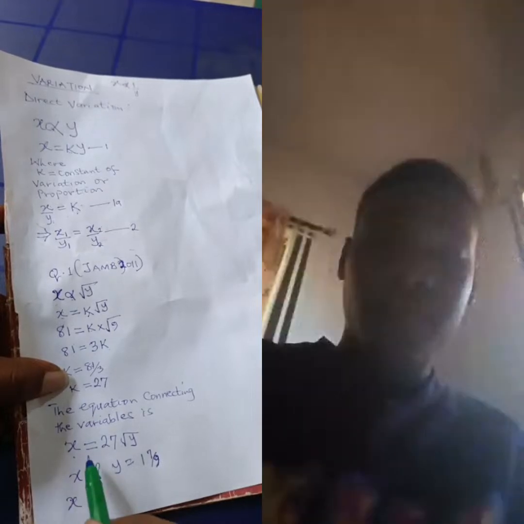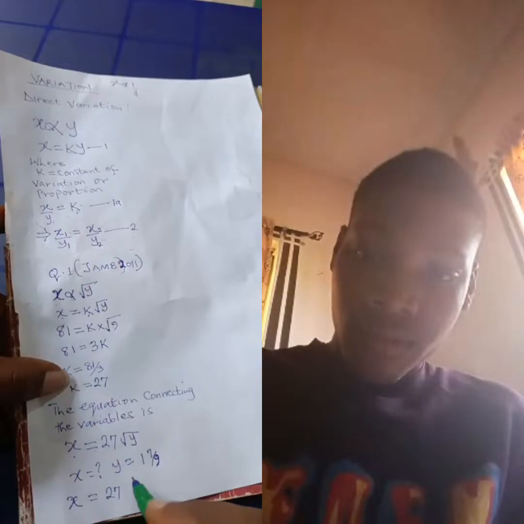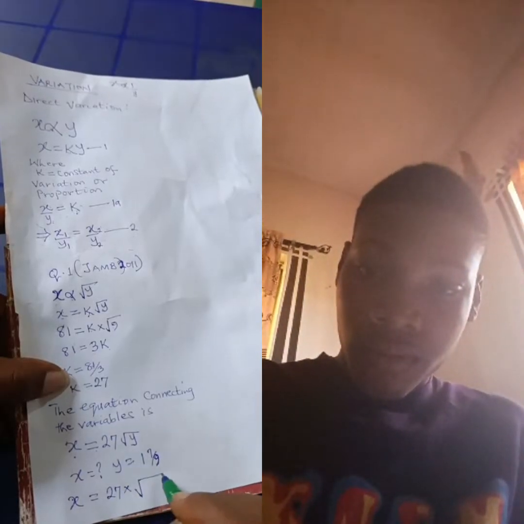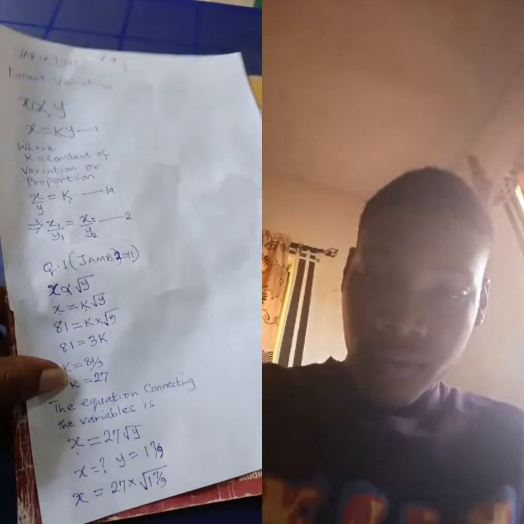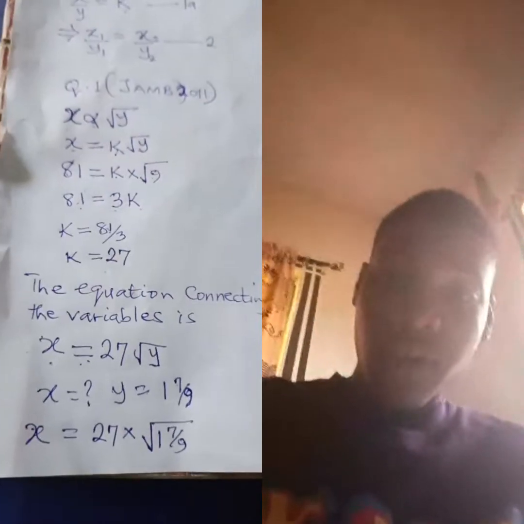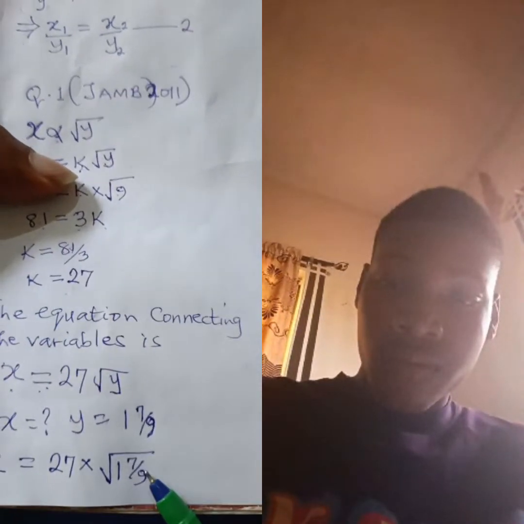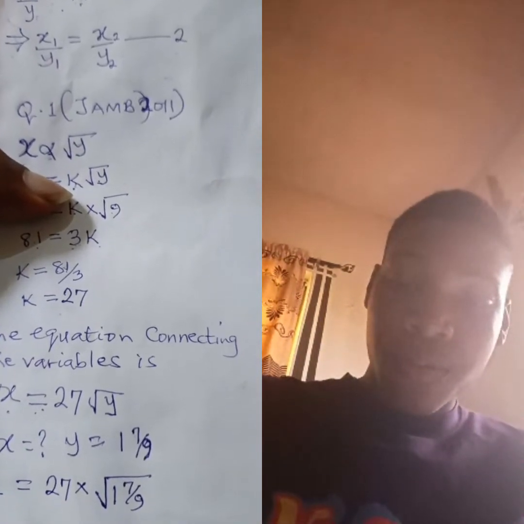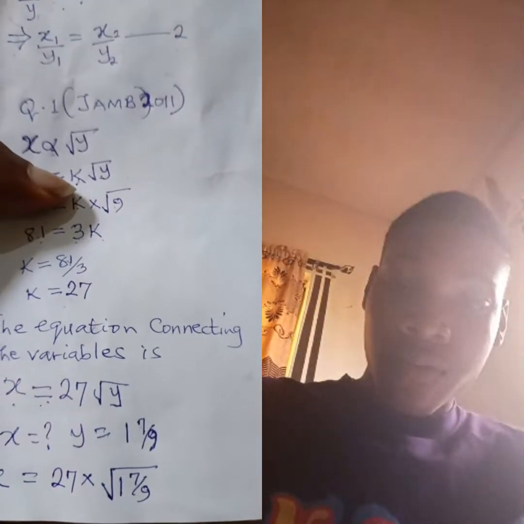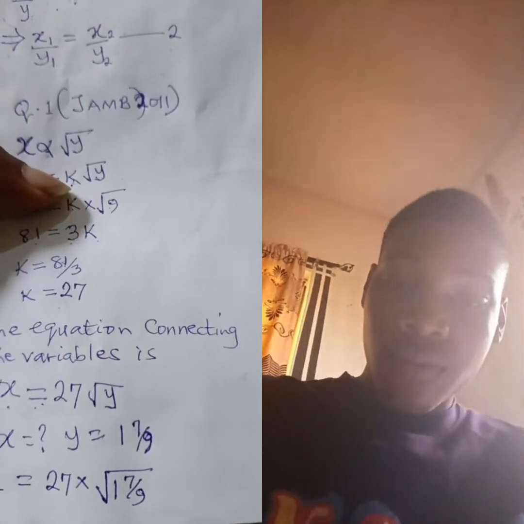It's going to be x equal to, following this relationship, this formula, this equation connecting the variables, 27 times square root of 1 whole number 7/9. You know that y is 1 whole number 7/9. Is that not so? Yeah. Good. Now, anytime you have a mixed fraction like this, you know that the rule is you convert it to an improper fraction. True or false? True. Now, I'm going to throw the question at you. If you convert 1 whole number 7/9 to an improper fraction, please work it out. What would you get?